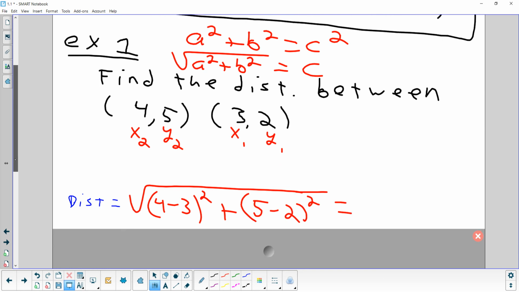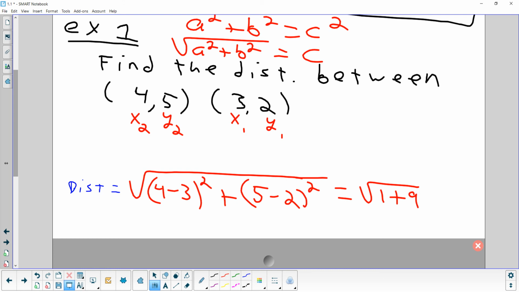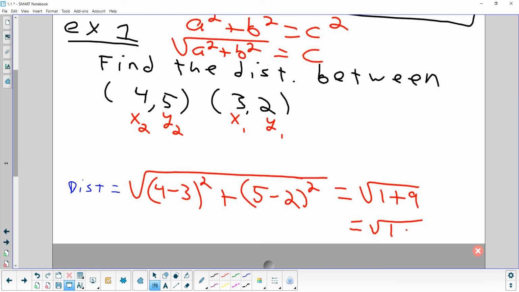Lacey, 4 minus 3 gives me how much? 1. And when you square 1? 1. Good. And Jacob, 5 minus 2? 3. Squared is 9. 9. So the distance between these 2 points is square root of 10.